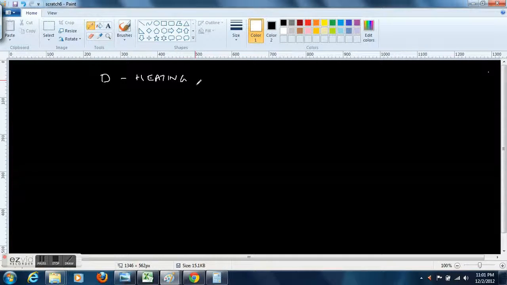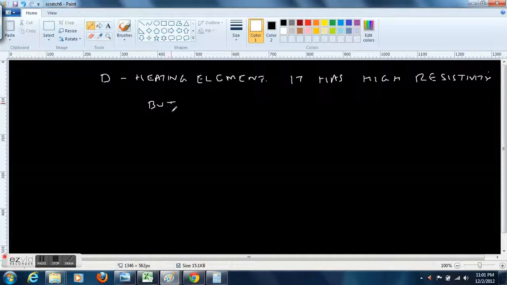D should be used for heating element because it has very high resistivity but not as high as an insulator. Out of these 4 elements, only one has a very high resistivity of the order of 10 to the power 15, that is an insulator. But this has a high resistivity but not as high as an insulator. So this should be used for heating element. So D should be used for heating element.